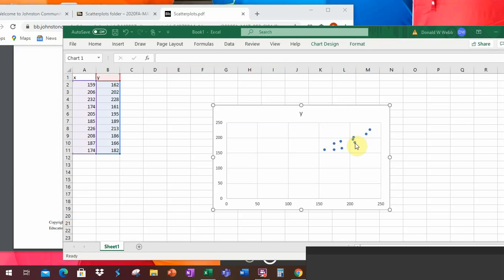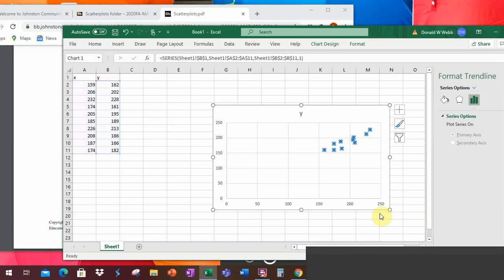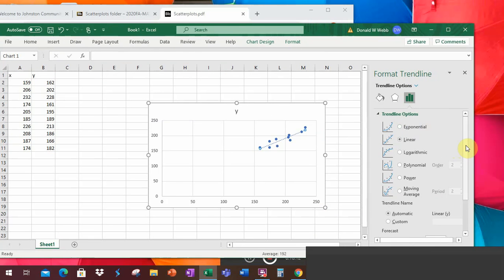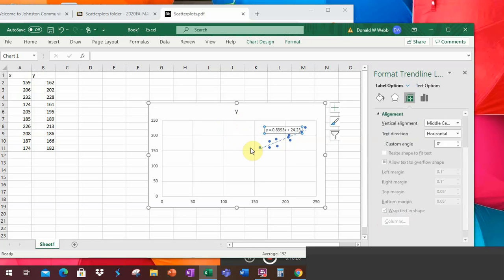Do your scatter plot like I told you, and then I'm going to right click, select one of these things, and right click, add the trend line. That's an imaginary line, but you can now go through and say, give me the model. Here's different types of trend lines that you've got. Positive linear, positive nonlinear. But go down here and do this thing. Display the equation on the chart. I can move this thing around.